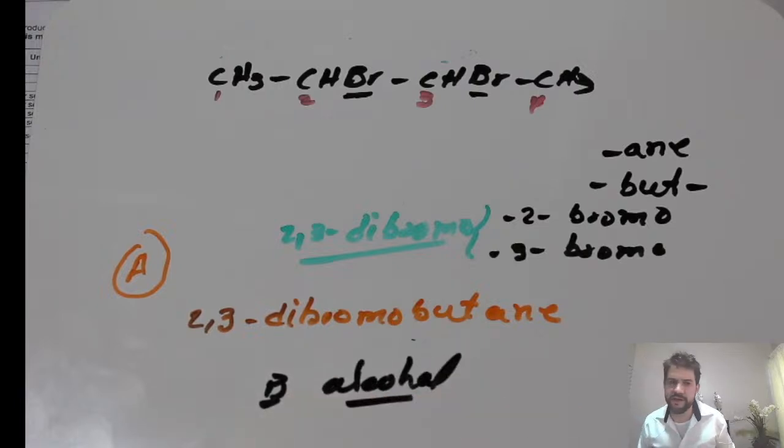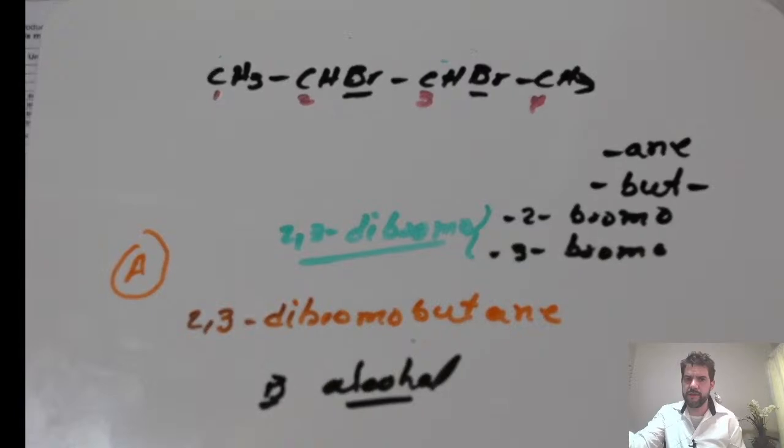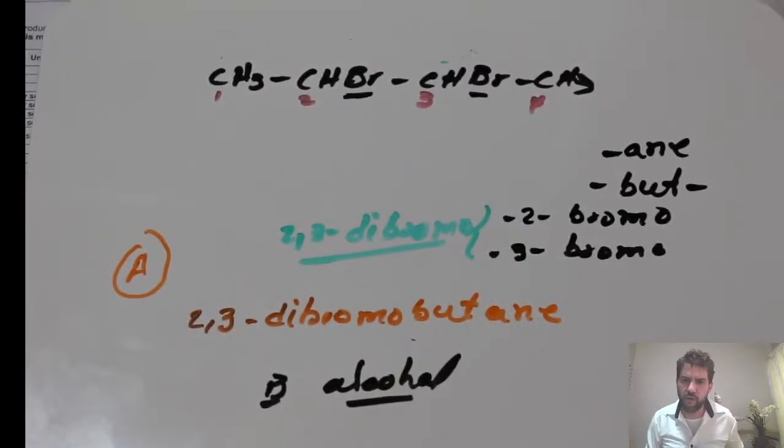That is the homology series. So to get the general formula, we may try to fix this one a little bit. There we go. It's an alcohol. To get the general formula, we need to know the homology series.